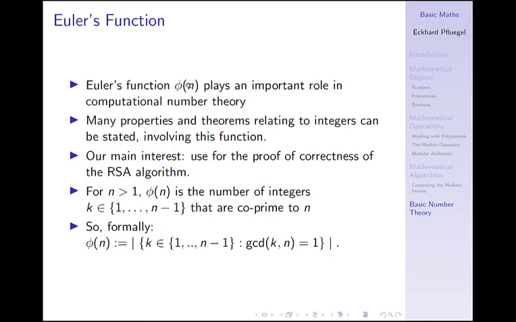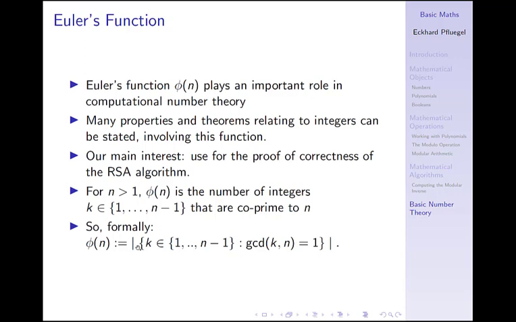For any integer n greater than 1, phi of n counts those integers in the sequence from 1 to n minus 1 that are co-prime to n. So we're counting all smaller numbers that have a GCD of 1 with the given number. It's a kind of counting function. So how would I write this formally? Look here, the formal definition.